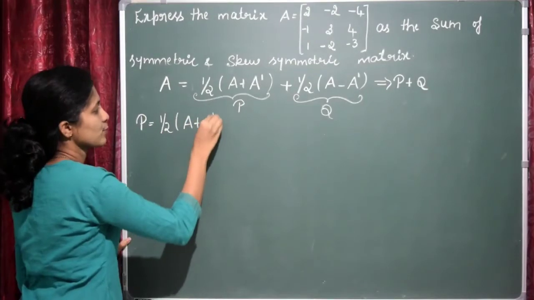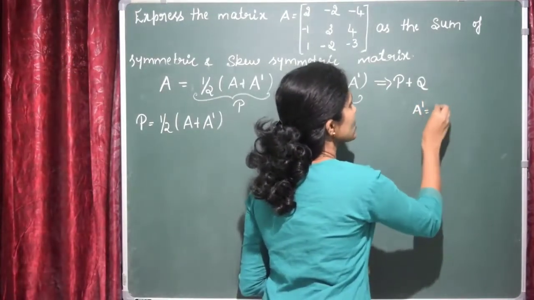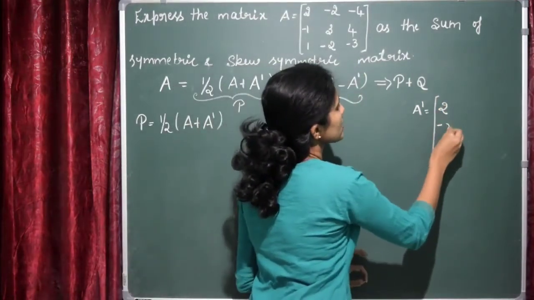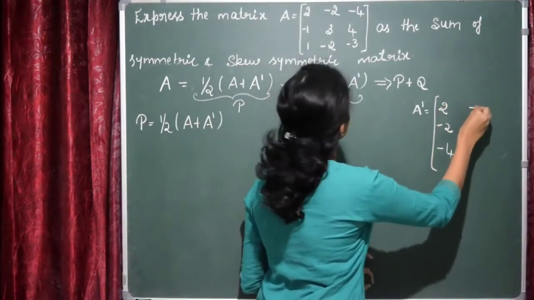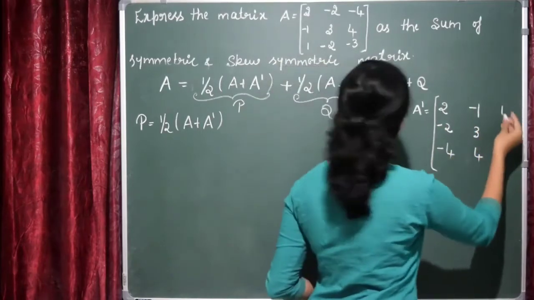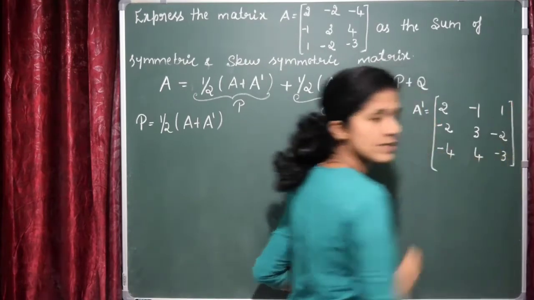A transpose. For this we need the transpose. Here I'll write the transpose of the matrix. A dash is equal to 2, minus 2, 2, minus 2 and minus 4. That is minus 1, 3 and 4. Next will be 1, minus 2 and minus 3. This is A dash.